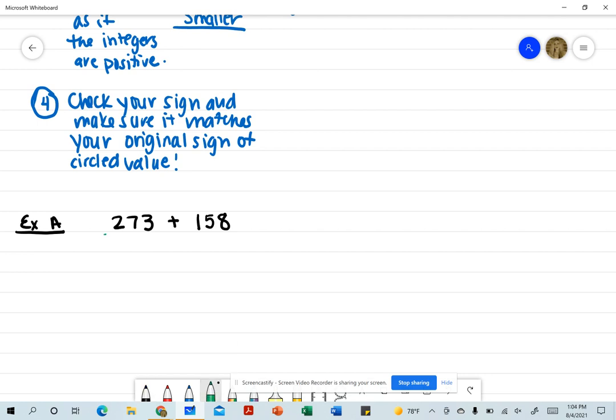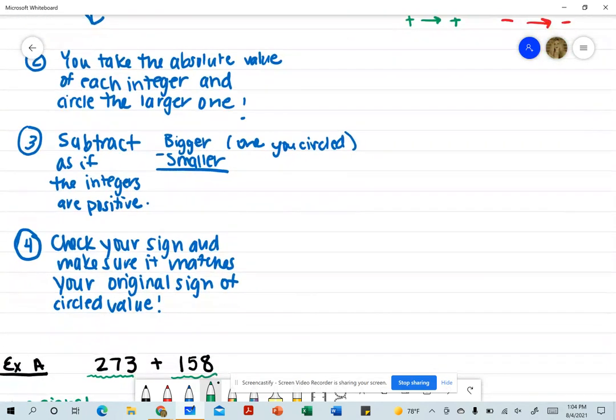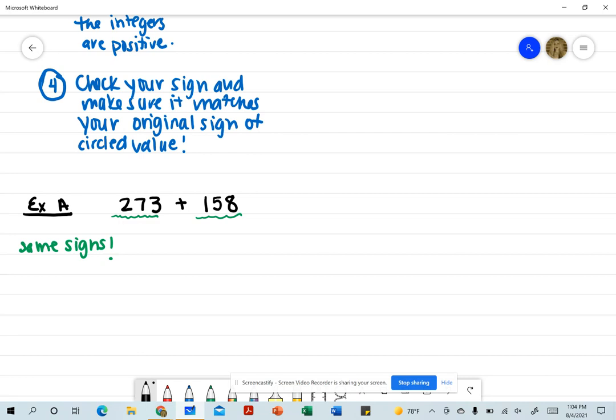So the first thing I do is I look at my integers. I notice, and you can still color code if you want, this is positive and this is positive. What does that mean? Step one. That means these are the same signs. I instantly identify that. Because if they are the same signs, then I add my integers as if they're positive. In this case, they are, but that's great.